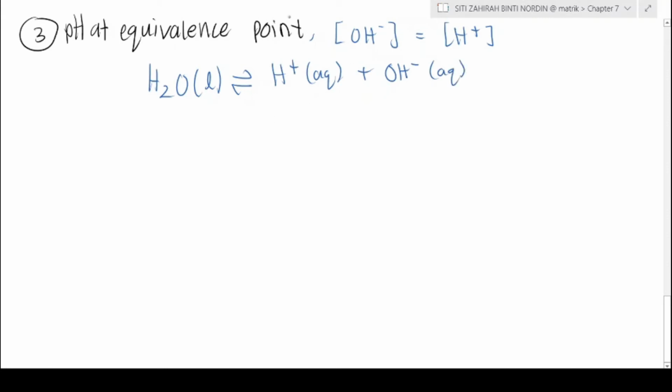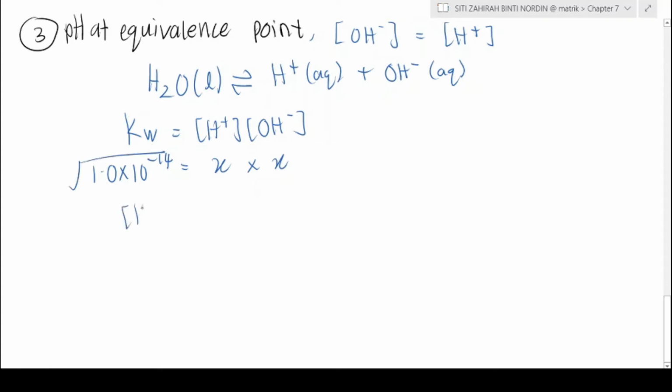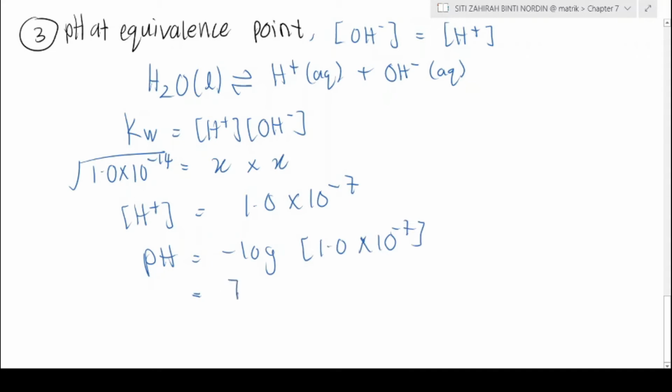So can we find the concentration of hydrogen ion? Yes, we can, by using the formula of ionization of water. So we've got 1.0 times 10 to the power of minus 14. So this one would be x, the same with the concentration of OH minus. We are not given both information. So the square root of Kw, you've got the concentration of hydrogen ion as 1.0 times 10 to the power of minus 7. So the pH would be negative log H plus. So your pH would be 7.